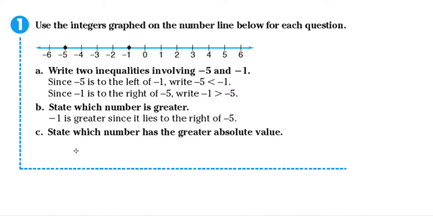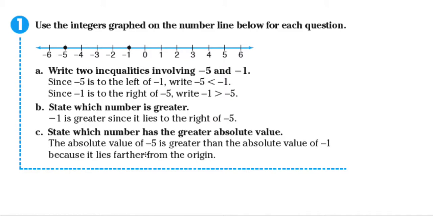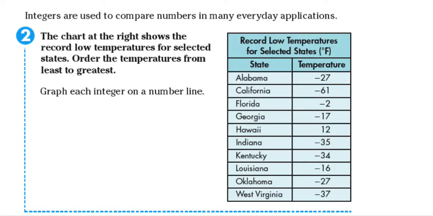State which will have a greater absolute value. The greater absolute value is that of -5, which will be 5, because if you remember the definition of absolute value, it is the distance from 0. So the absolute value of -5 is greater than the absolute value of -1.